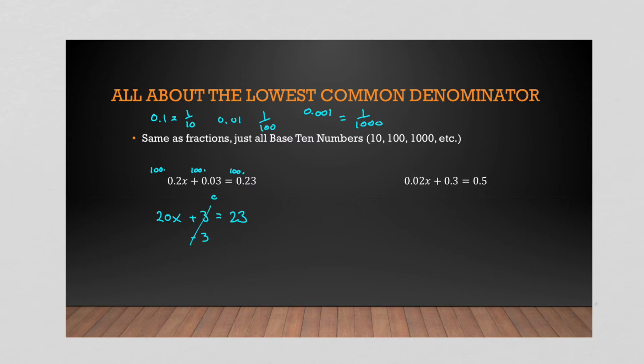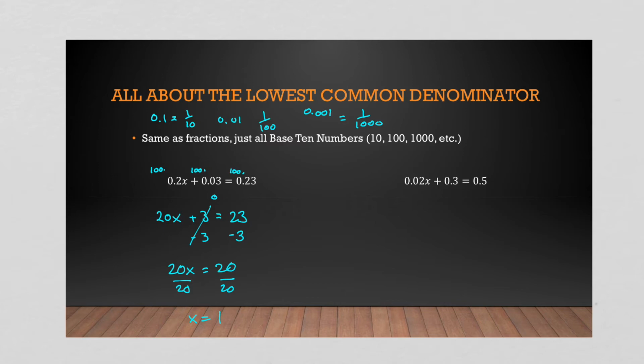And now we're back to our pretty basic question. 20x equals 20, divide by 20, divide by 20, x equals 1. So the hard part is getting rid of the decimals. Once that's done, you're kind of laughing, right? So look at the next one.